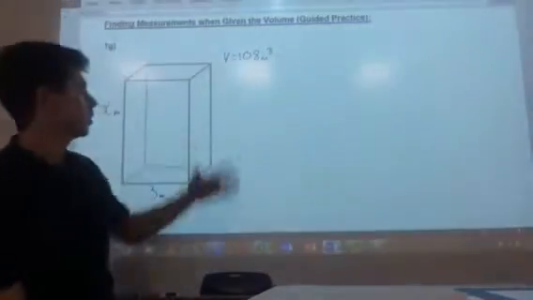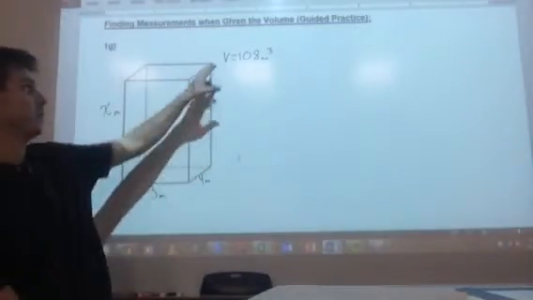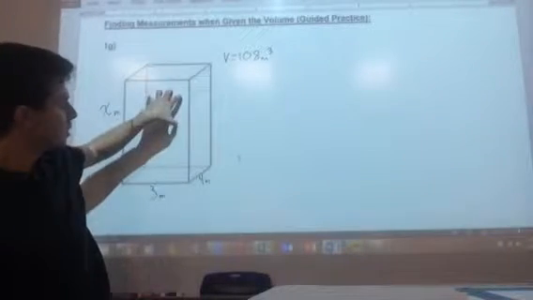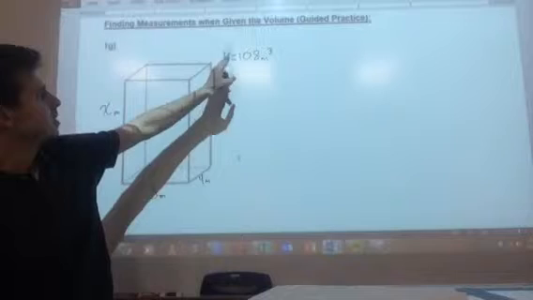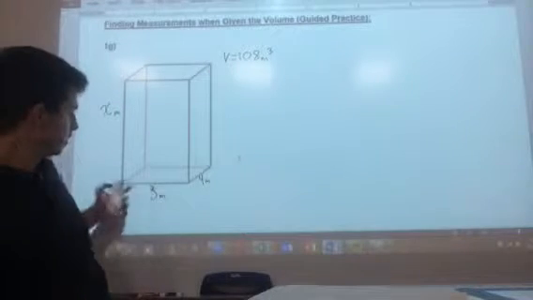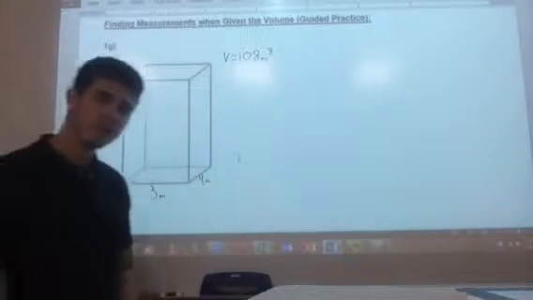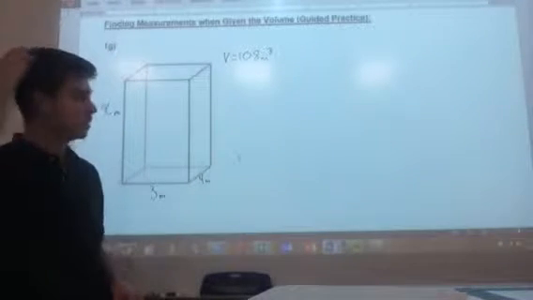Welcome everyone. So now we're going to be solving for the height when given the volume and a few other measurements. I'm given that this rectangular prism is 108 meters cubed. This is 3 meters and this is 4 meters. So I'm trying to go backwards and figure out what this height right here is.